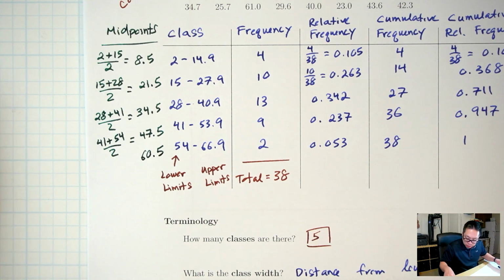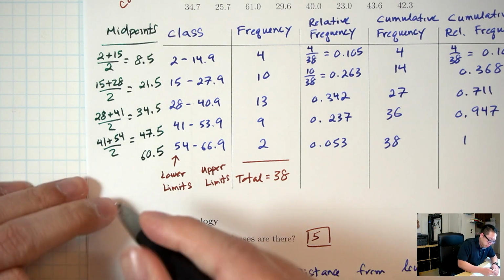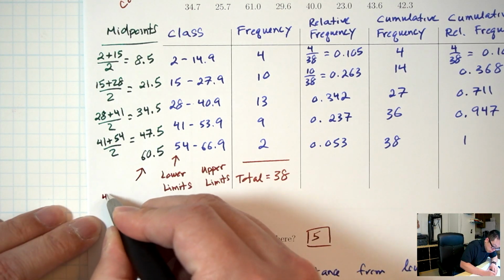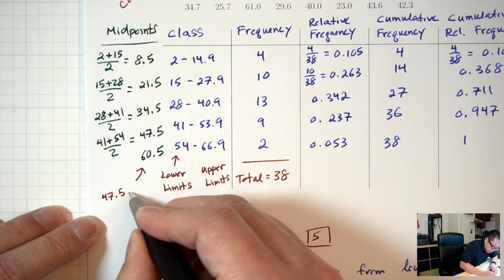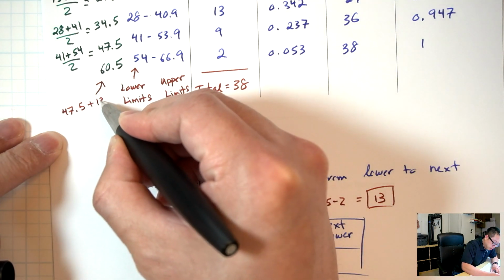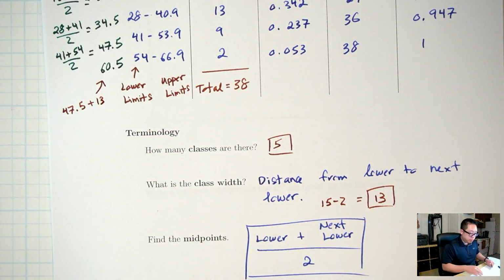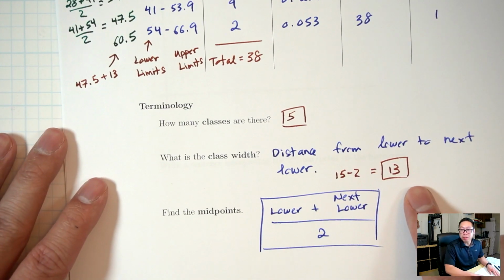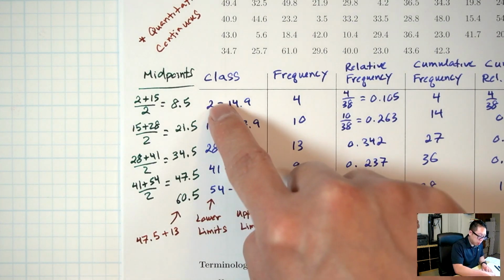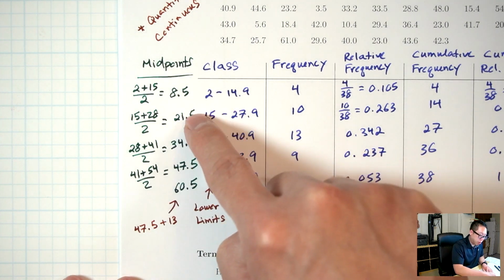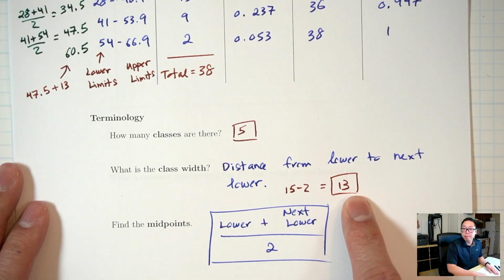And let me make a note of that. So I got this by doing 47.5 plus the width, which is 13. So that's what the width tells me. The width tells me that in my table, everything is going up by 13, right? The lowers are going up by 13. The uppers are going up by 13. The midpoints are going up by 13. Right? That's the significance of the class width.